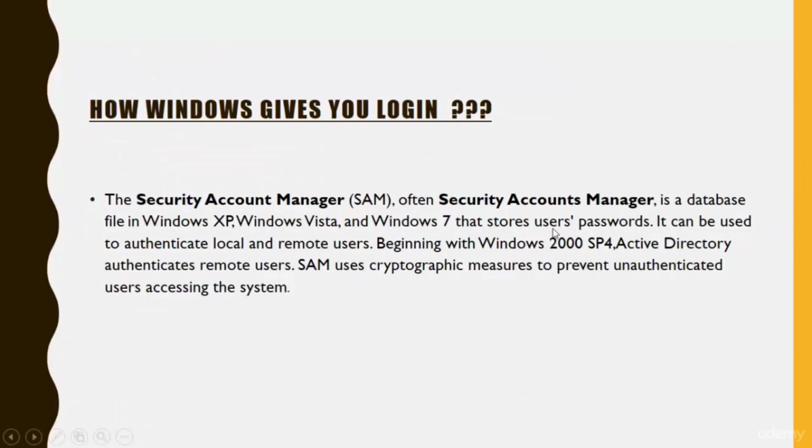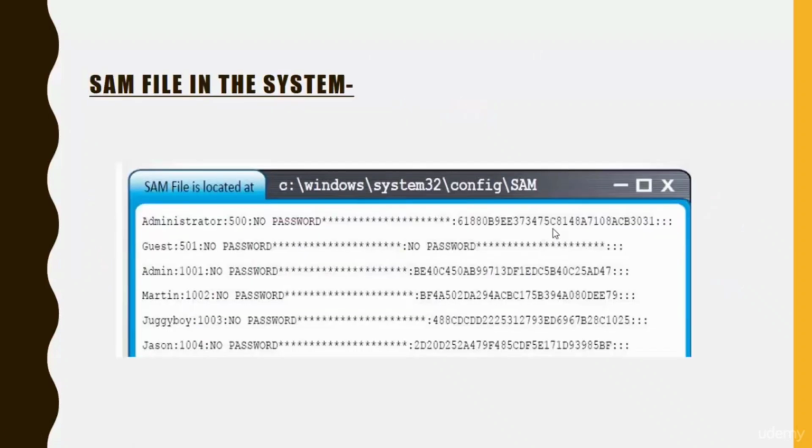This is called the SAM file, the Security Account Manager file. In the system, it looks like this: your username is in plain text and your password is basically in hash format. You can find it at C, Windows, System32, config, and SAM.